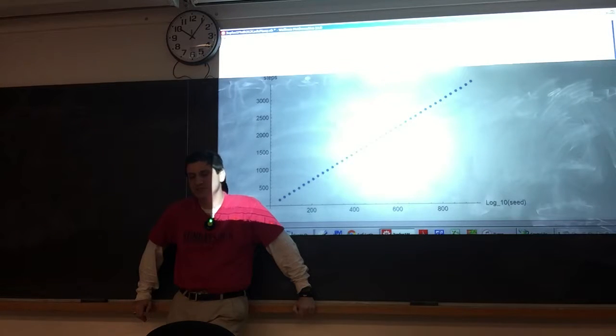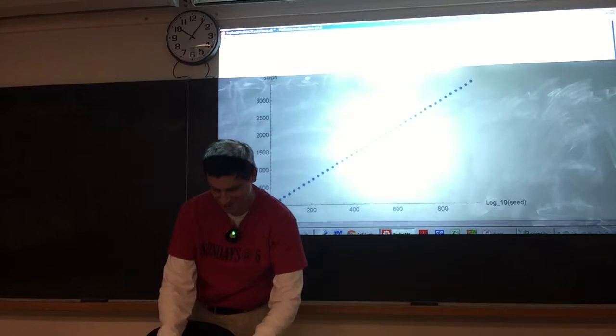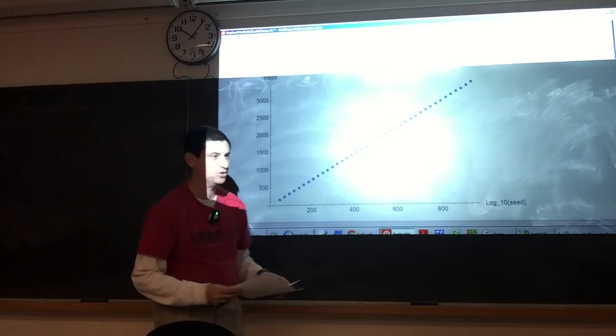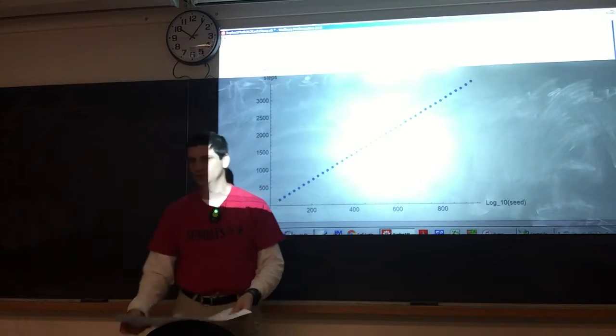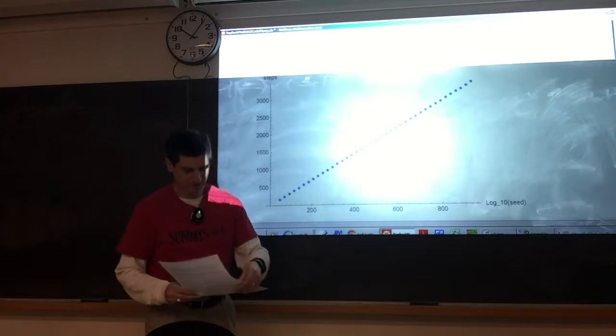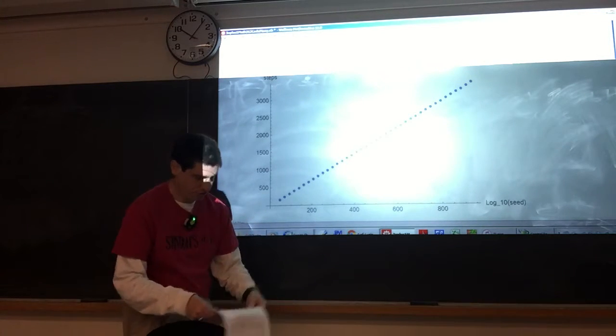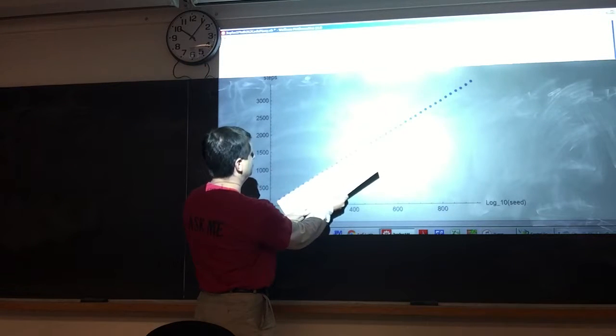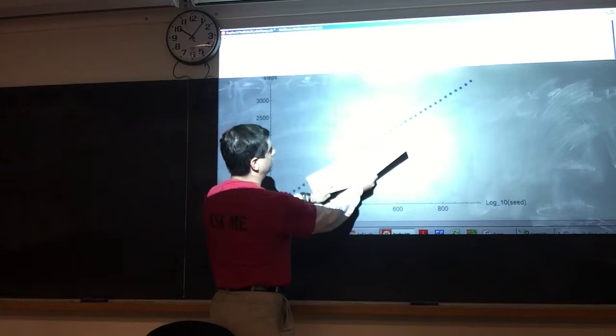Any thoughts as to what shape this is? Looks a lot like a straight line. So let's see if I can take 2 pieces of paper. I don't see any long rulers in this class. Math departments have changed since I was a kid. But if I take 2 pieces of paper, that does look pretty straight over several orders of magnitude.